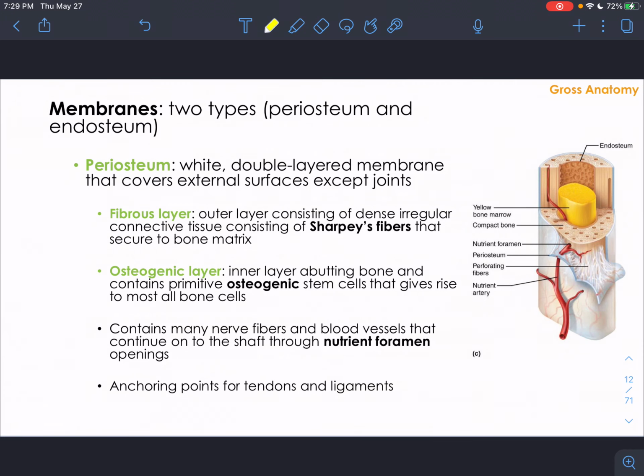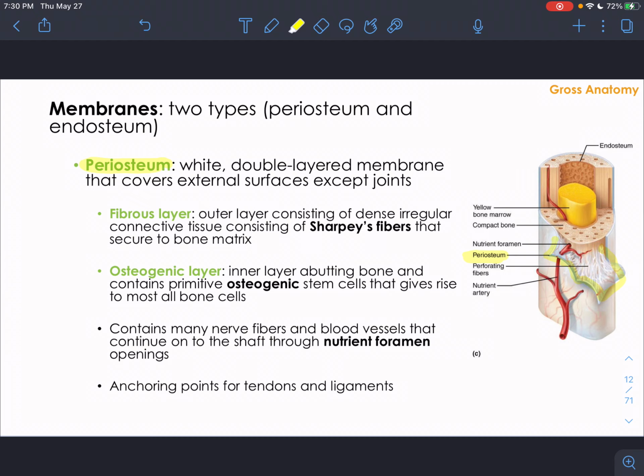All right. There are two types of membranes that we can find. I already mentioned these, but periosteum and endosteum. So periosteum is a white double-layered membrane that covers the external surfaces of the bone. So you can see periosteum here, this membrane that's covering the whole outside. It's going to be right up tight with the surface of the exterior layer of the bone. There's actually two layers to the periosteum.